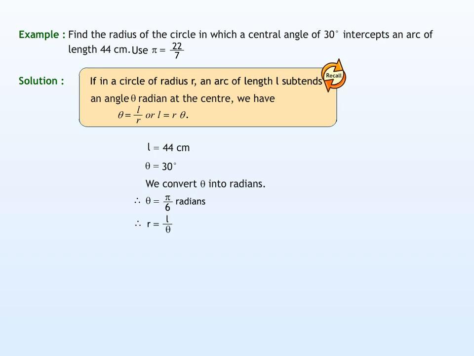Now r is equal to L by theta. Therefore this gives us 44 into 6 by pi. We know that pi is equal to 22 by 7 and we substitute this value. So we get r is equal to 44 into 6 into 7 divided by 22. Simplify this and we get 84 centimeters. Therefore the radius of the circle is equal to 84 centimeters.